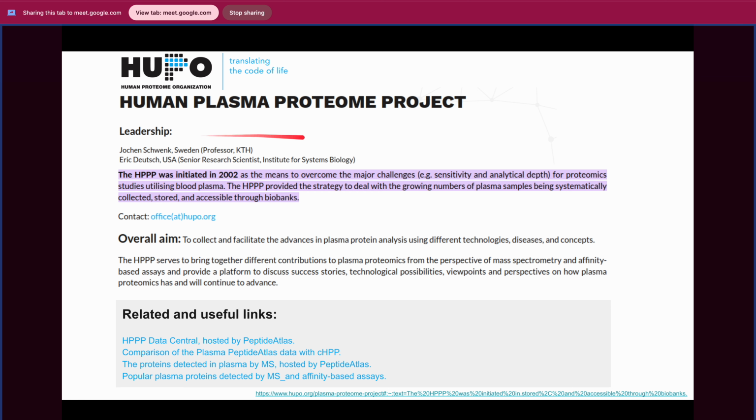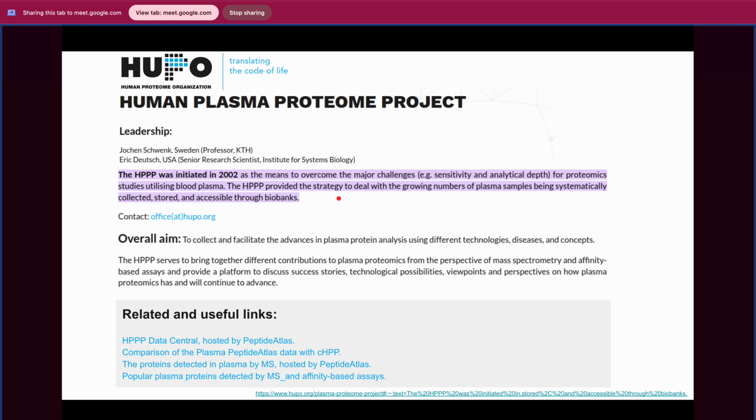Now we will talk about the Human Plasma Proteome Project. It was initiated in 2002. It was initiated because there were some challenges present in the Human Protein Atlas and tissue specific expressions. It was difficult to identify the sensitivity and analytical depth. To resolve that, the main focus was on the plasma proteins and blood plasma specifically.